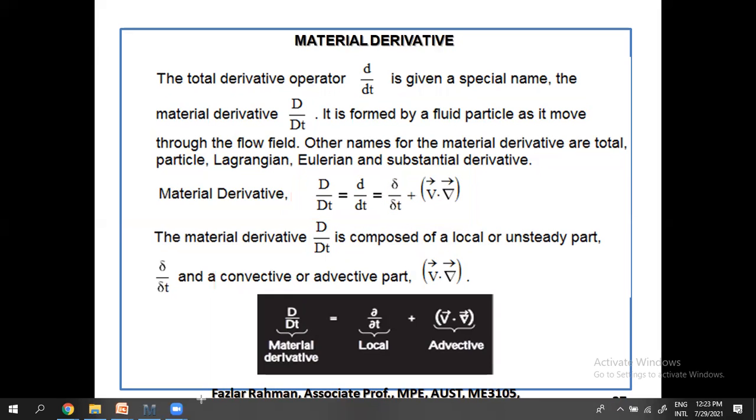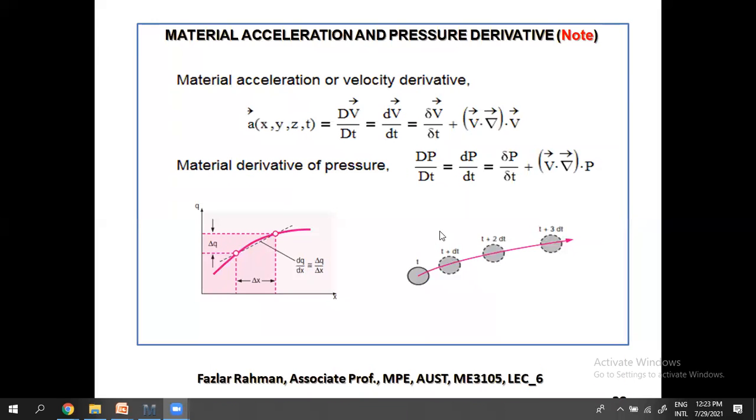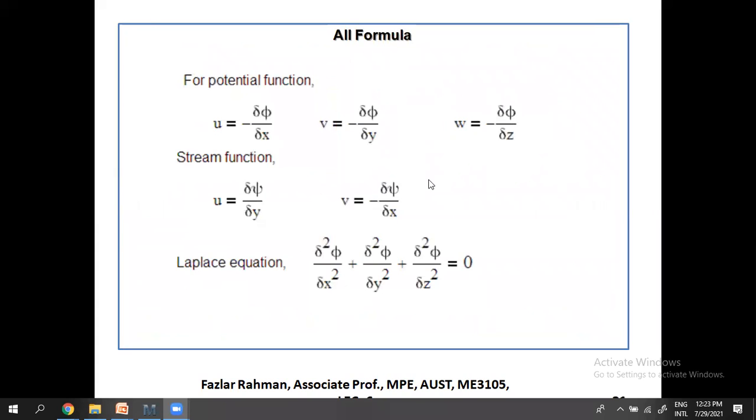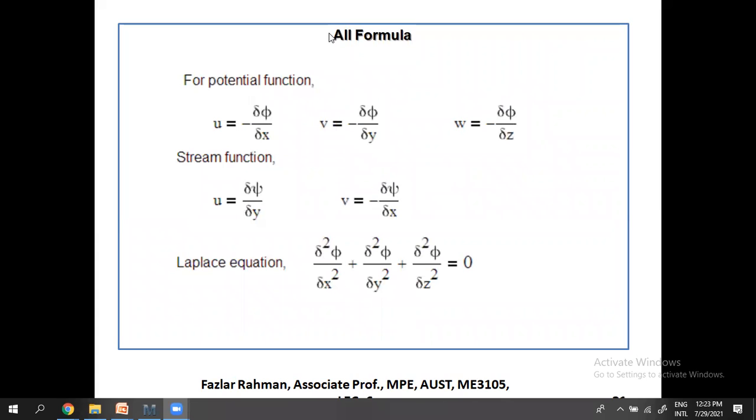So that's why it is called the convective part, because convection depends on the velocity of the fluid. So just read the definition from here. This one actually we don't need. Same thing, this one you don't need, just read the formula on time. All the formulas are summarized again over here. This is the Laplace equation.